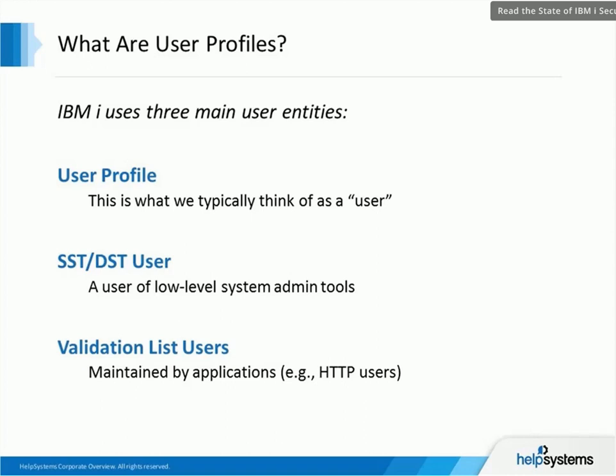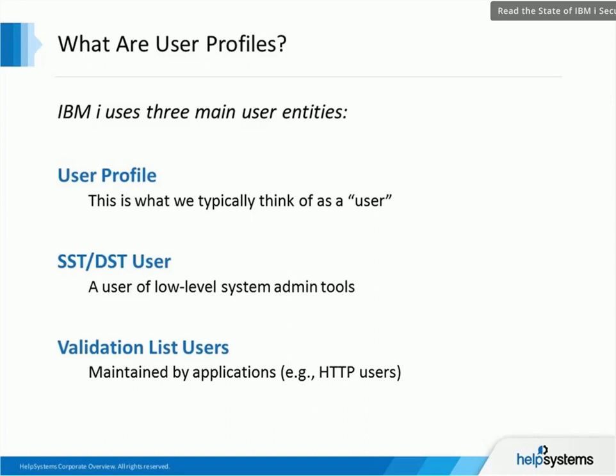We also have validation list users. These are people that are added to a special object called a validation list, and that list can contain encrypted information. That means that as an application developer, I can write code that will check to see if a user is in the validation list and whether their password that has been supplied is correct. This is very useful when you have a web type application.